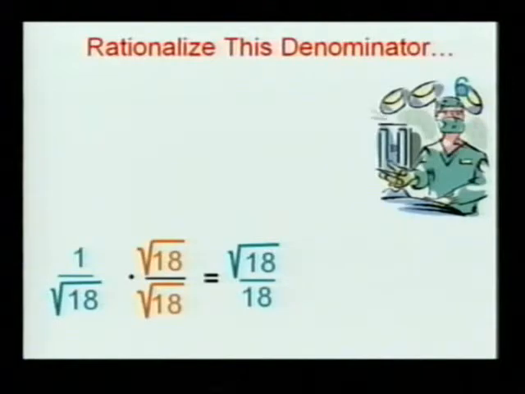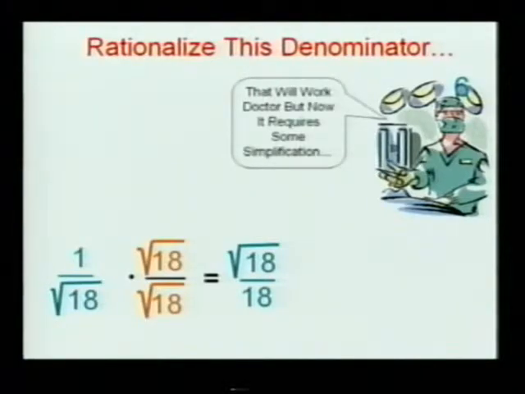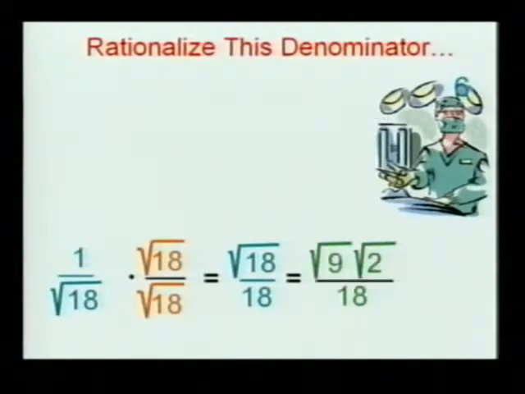But wait a minute. I don't think we're in simplest terms. I'm going to have to break square root of 18 in the numerator into 9 and 2. So square root of 9 is 3. Got to reduce. And I get radical 2 over 6. Well, wait a minute. I could have done that, radical 18 over radical 18 from the get-go.